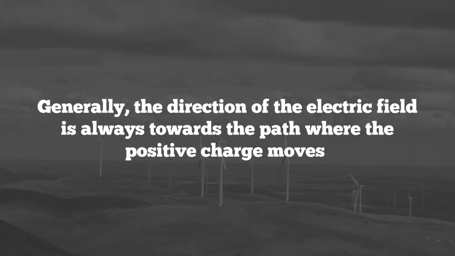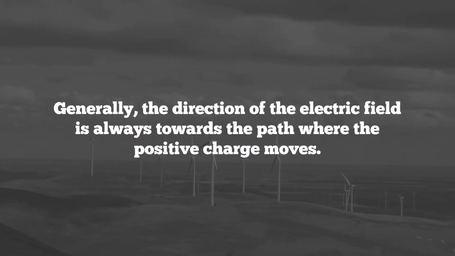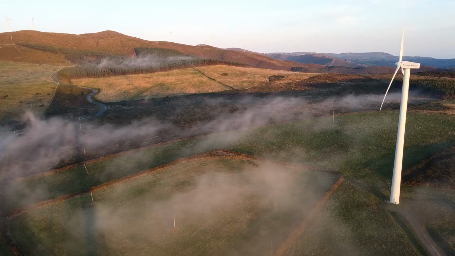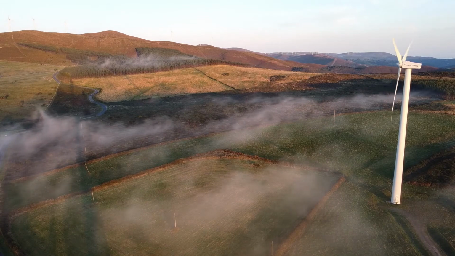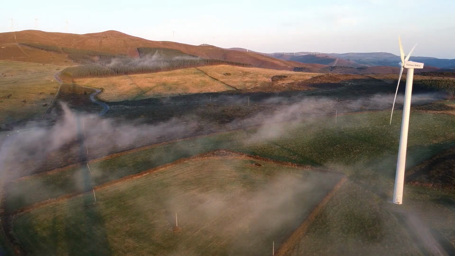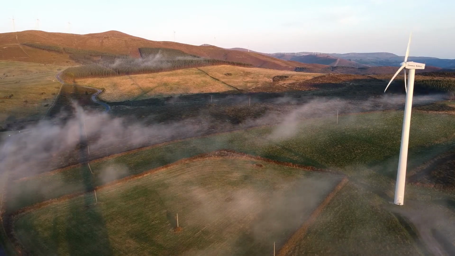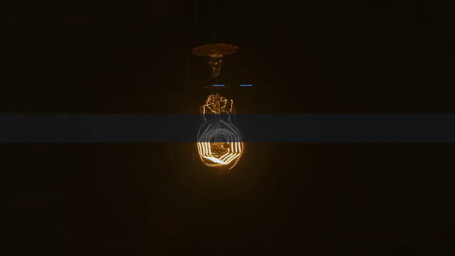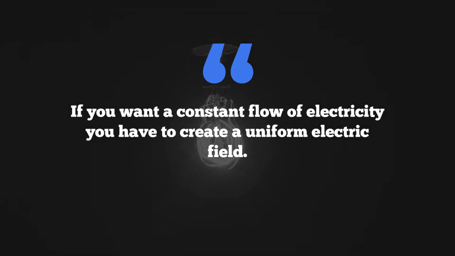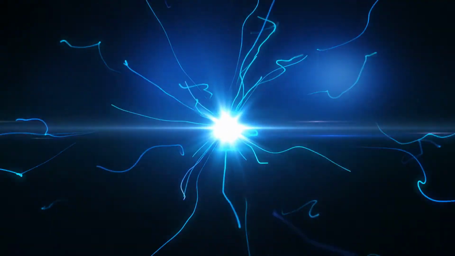Generally, the direction of the electric field is always towards the path where the positive charges move. If you want to construct an electric field, then you have to put both types of charges together. You will get to know the direction of the field by following the path of the positive test charge. If you want a constant flow of electricity, you have to generate a uniform electric field. Then only will you be able to generate the charge throughout the time without any interruption.